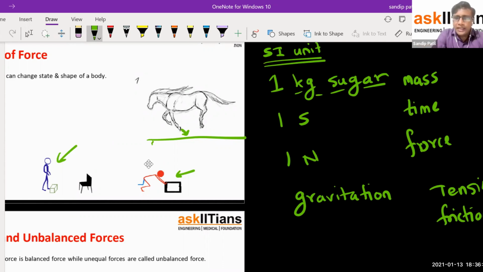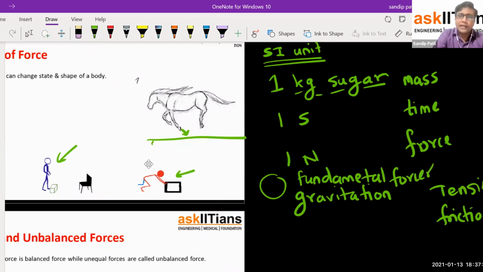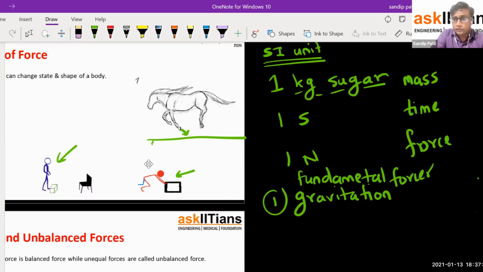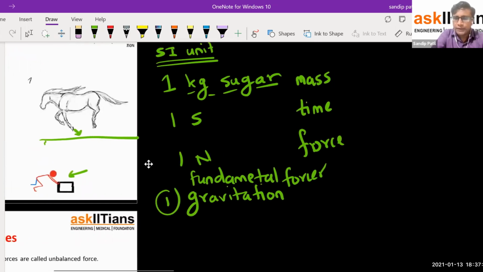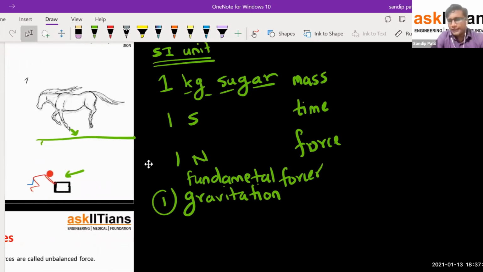But in nature, remember, there are four fundamental forces. Four fundamental forces, right? The first one is called gravitation. Now we all know that important force, the gravitational force, that this is the force between any two objects. I'm saying it is the force between any two objects we can consider, right?